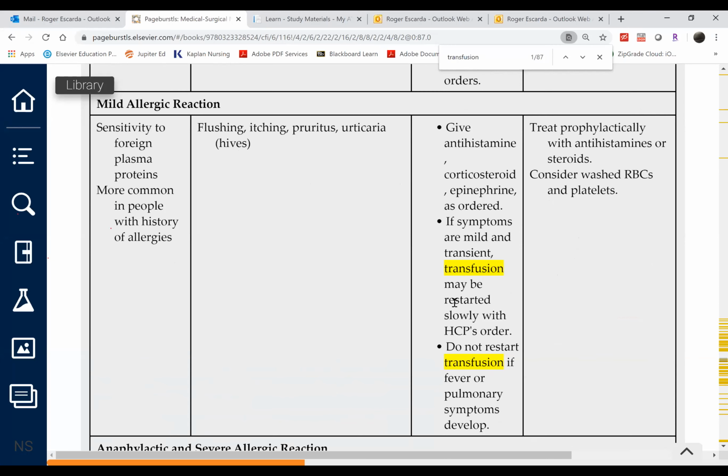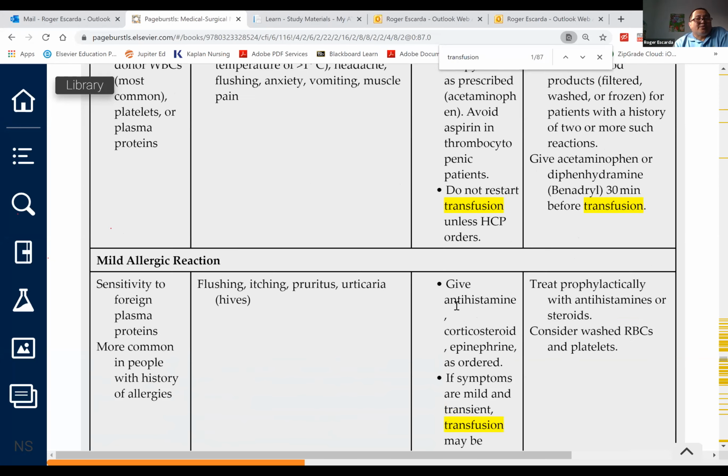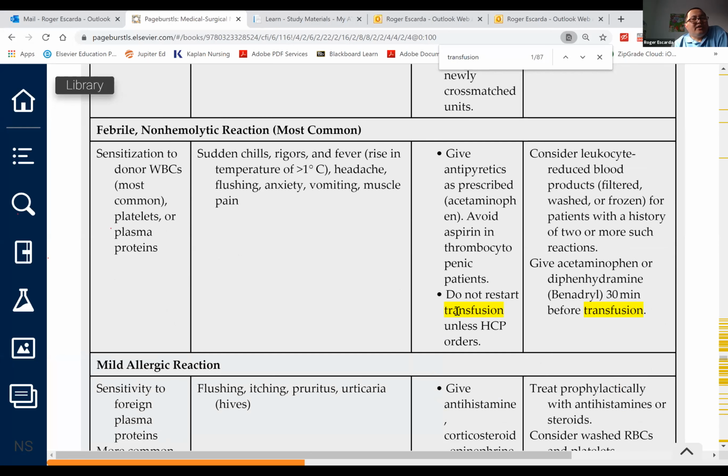Yes, of course, all of these need the doctor's order. After you stop the transfusion and continue the saline, you call the doctor and tell them what's wrong with the patient. In a febrile reaction, the doctor will tell you, okay, give him Tylenol and then continue with the transfusion. That's what it means. Does that make sense? Okay, and then prevention, the same thing.